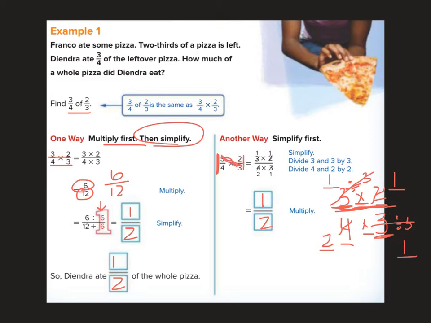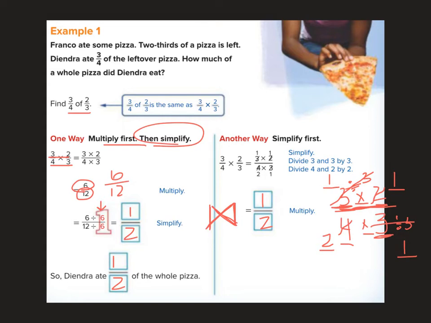Now, when I'm simplifying first, I can only simplify up and down or diagonally. So up and down or diagonally. I absolutely cannot simplify across like this. This I cannot simplify. Okay, write that down in your notes somewhere. Do not simplify across, but I can simplify up and down or diagonally. Up and down or diagonally, never across.